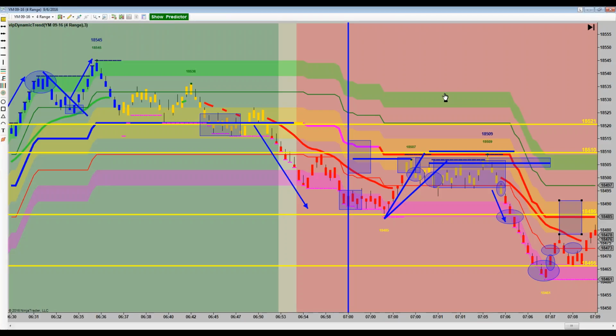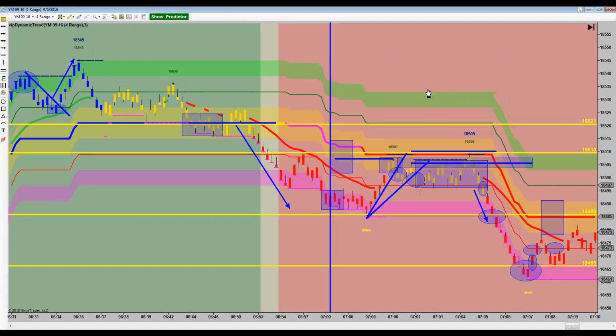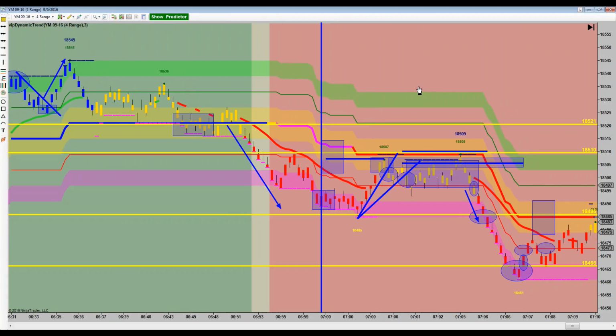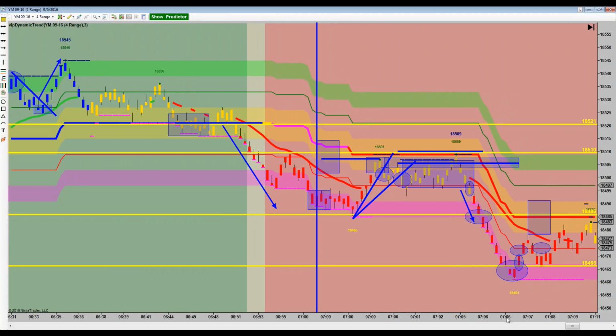So let's advance the chart. It's coming up. It's coming up. It's coming up. What's it doing right here? Right down the pike again.